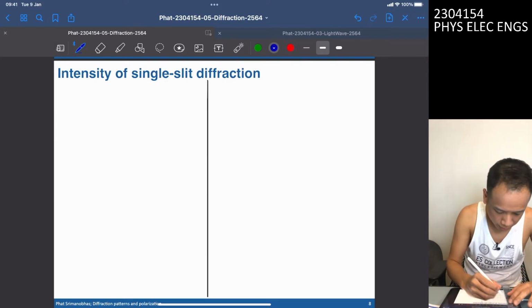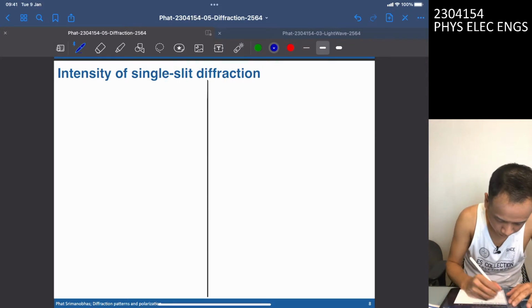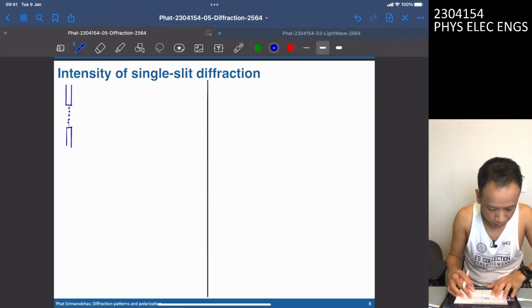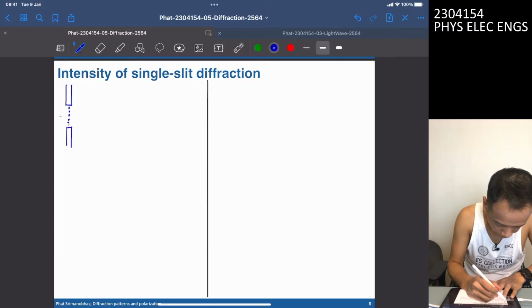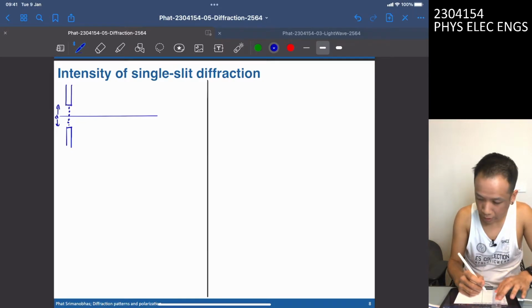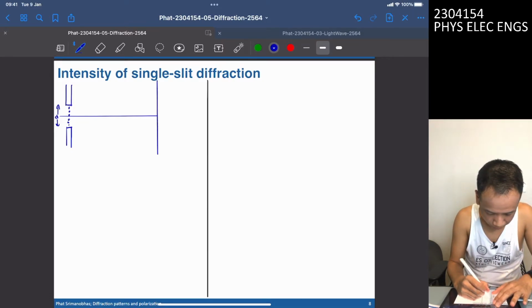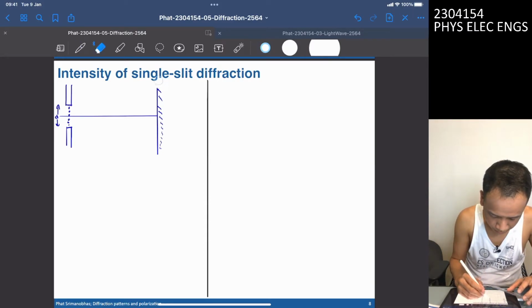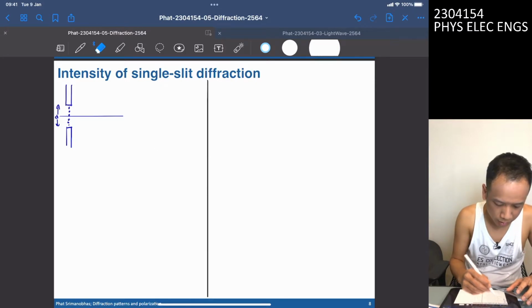So we have a single slit with the width A, and we have the screen. Maybe I shorten it a bit. You can always shorten the screen.